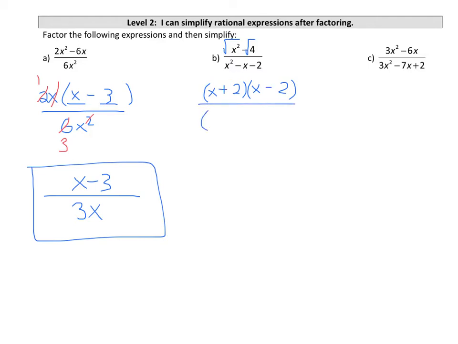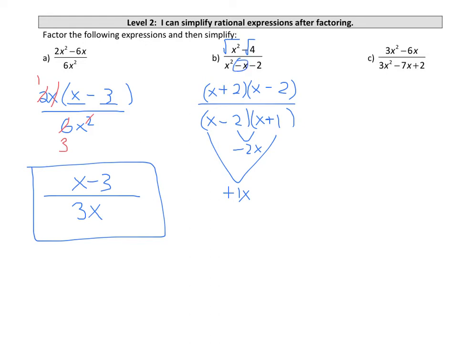On the bottom, this trinomial should factor into two binomials. My first two terms need to be x to multiply to x squared. I need my last terms to multiply to 2, so it's got to be a 2 and a 1. And if they have to multiply to negative 2, one has to be positive, one negative. So if I put the negative here, the positive here, that gives me negative 2x and positive 1x, which does add to negative x, the middle term.